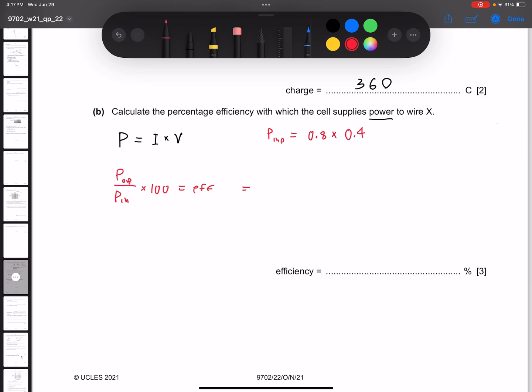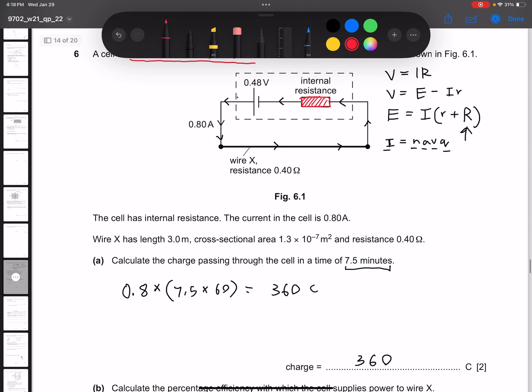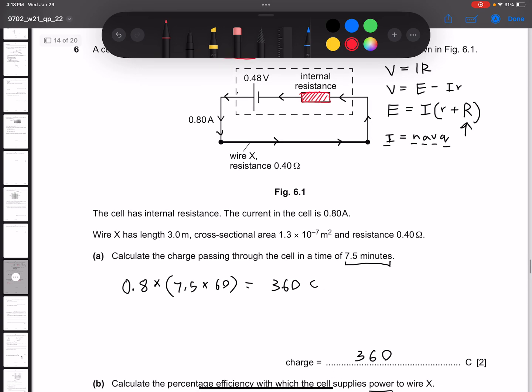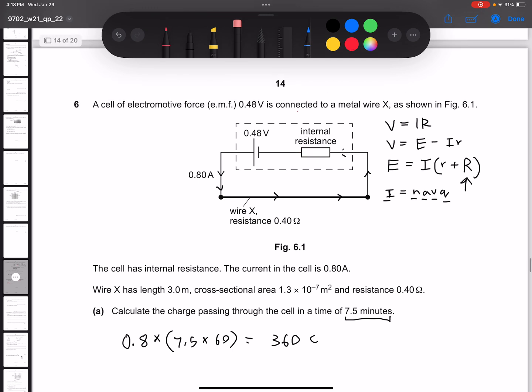So 0.48 volts, that's our EMF. That means that's how much is being supplied to the cell. But the cell doesn't use that much. So how do we find the voltage across this cell? So let me erase this. How do we find the voltage that the cell has? We can find that using internal resistance, right? V equals IR. But we don't know R, and we don't care about R.